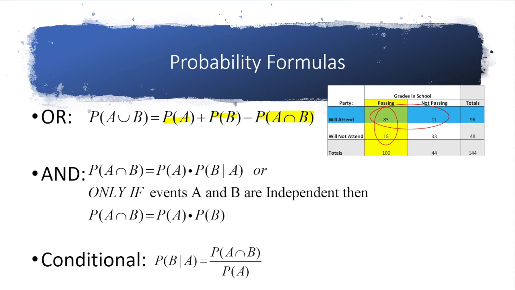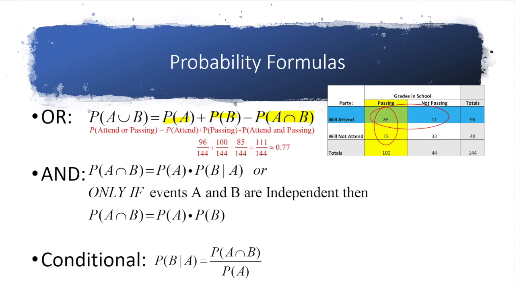That's not to say that we're not counting them at all. We just can't double count them. And as you can see in the table here, if we don't subtract that 85 who are passing and will attend, if we're working with our totals, we would double count those.